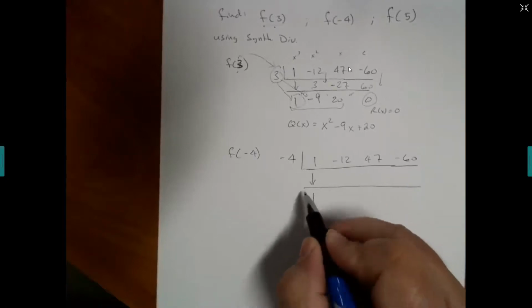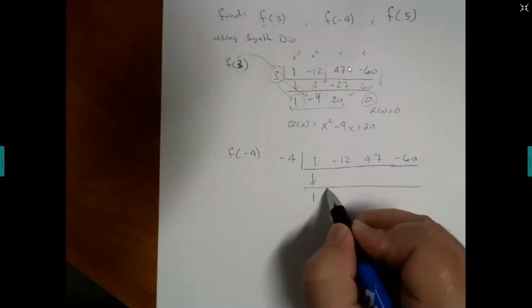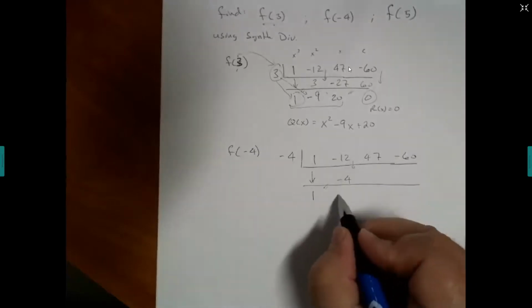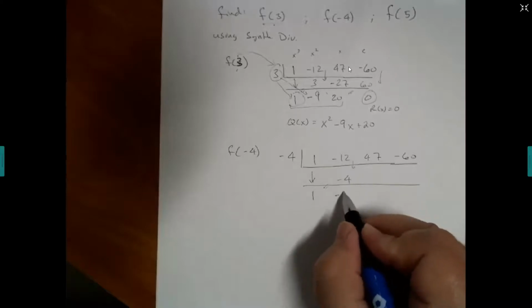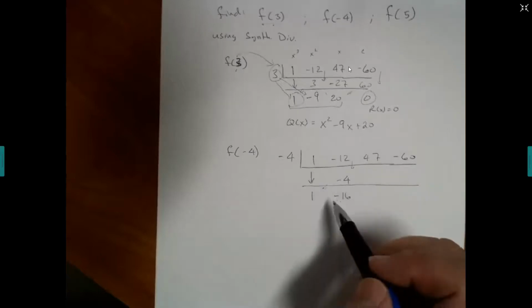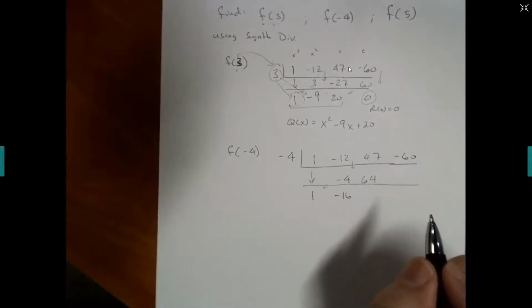Bring down the first term. -1 times -4 times 1 is -4. Add. 12 plus 4 is negative 16. Negative and negative is a positive. 4 times 16 is 64.